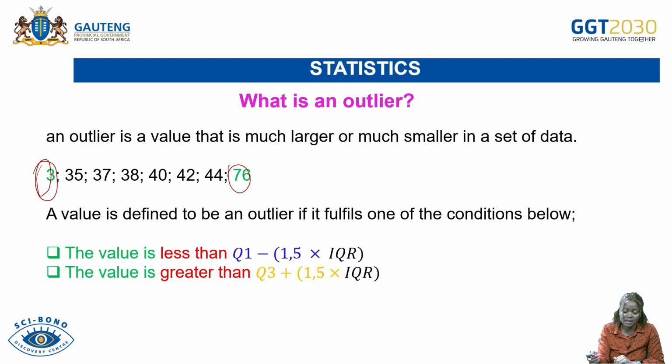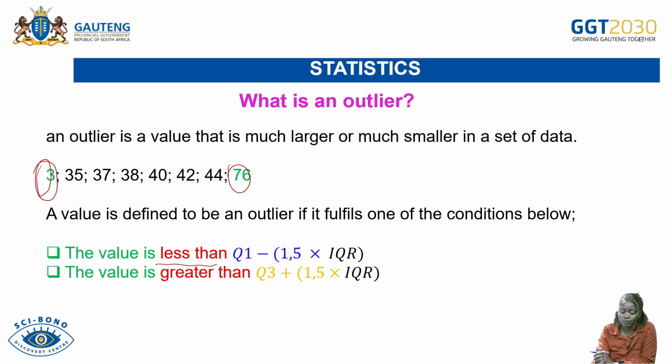So a value is defined to be an outlier if it fulfills one of the conditions below. If the value is less than Q1 minus 1.5 times the IQR, then we can say that value is an outlier. And if the value is greater than Q3, which is your upper quartile, plus 1.5 times IQR, we can say that is also an outlier, because sometimes it is difficult to see an outlier.